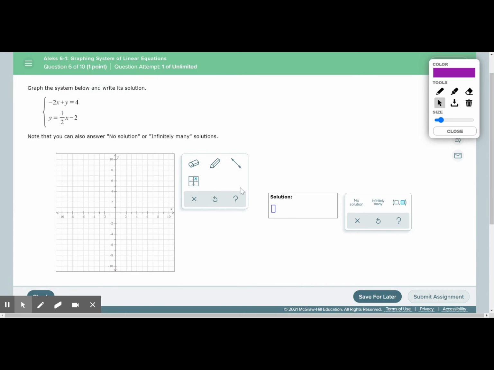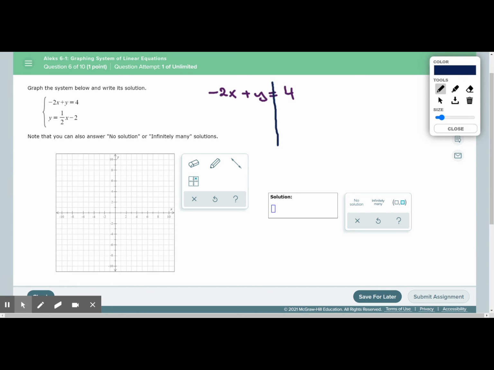Okay, now we're going to graph the linear equation. We're going to look at the first equation: negative 2x plus y equal to 4. There are multiple ways to graph a linear equation. I prefer to use rise over run because that's the easiest one to do. But to be able to do that, you need y by itself. So first, you're going to add 2x on both sides.